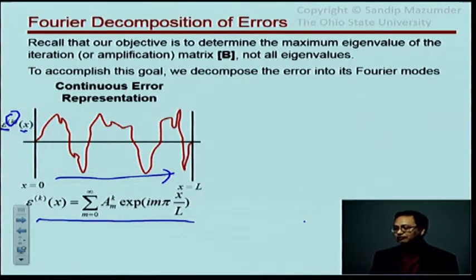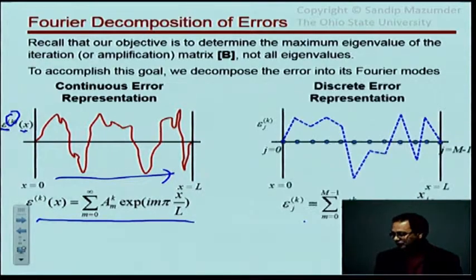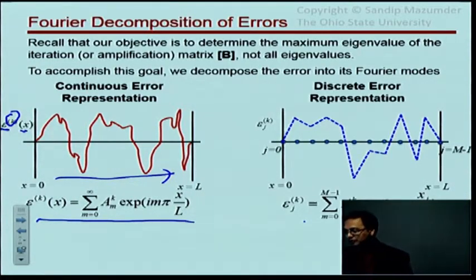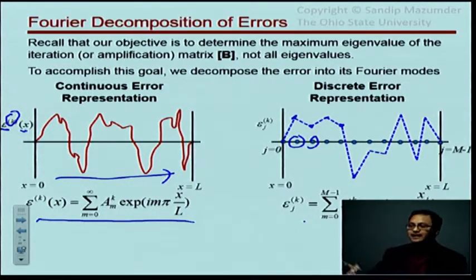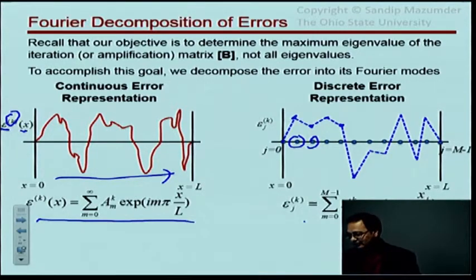Okay, now when you get to the discrete representation, of course you have a set of nodes. Okay, and at each node you have a value of the error. Okay, so that's what I've drawn here. That zigzag curve is essentially piecewise lines joining the errors that you have at each point. Okay, in this case you have the same Fourier series. The only difference is you have a finite number of terms.